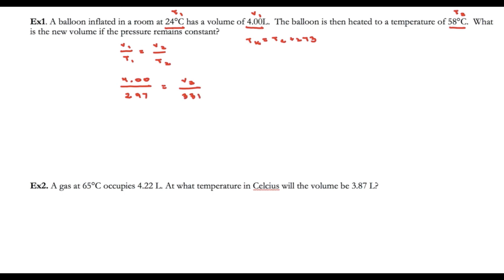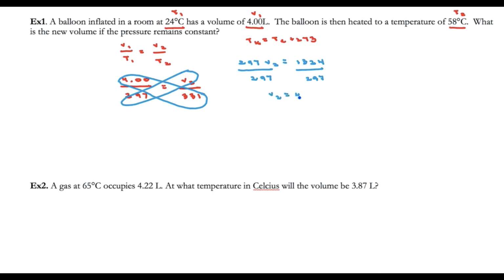All right, so what I'm going to do is cross multiply. So these multiplied by each other will equal these multiplied by each other. So let's write that out. So 297 times my V2 equals, well, I'm going to take 4 and multiply by 331, and I get 1,324. And now I need to take both sides and divide by 297. And keep in mind, I'm going to keep everything in my calculator. My V2 equals 4.458.